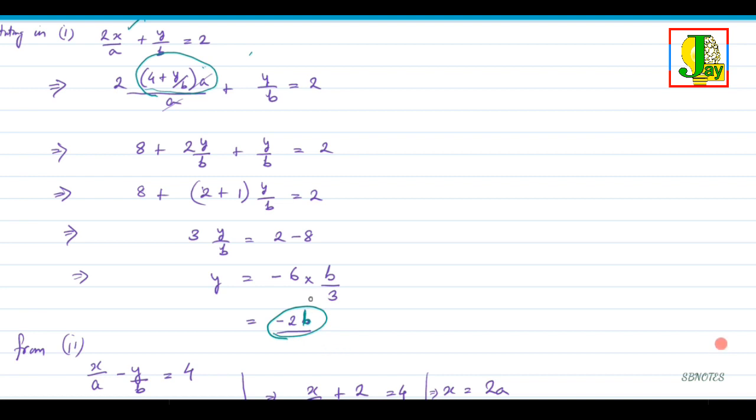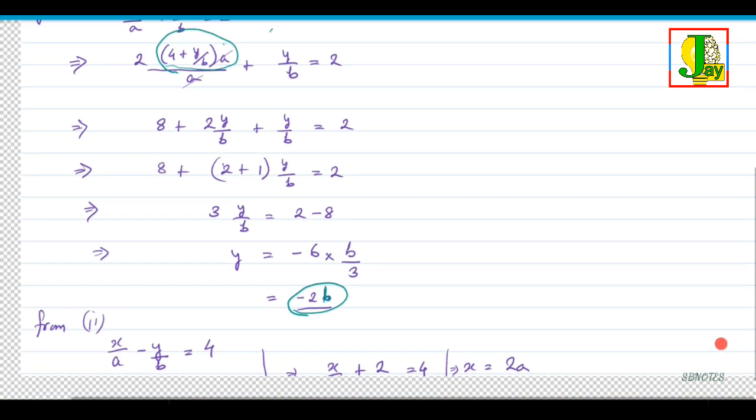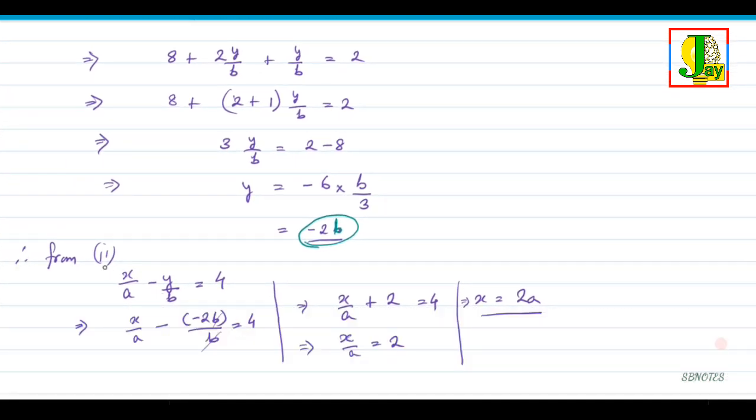Again we have found one variable, we need to find the other variable also. We can put this value in any of the two equations. Like in the second equation we have put the value of y, minus 2b, in place of y. So b and b get cancelled, minus into minus is plus, so plus 2 goes to that side, minus 2, so that's 2. x by a equals 2 and x equals 2a. So x equals 2a and y equals minus 2b is the solution for the given set of equations.